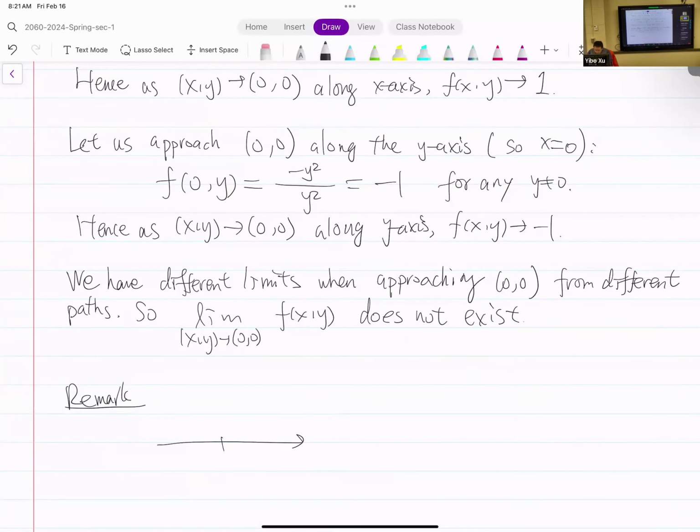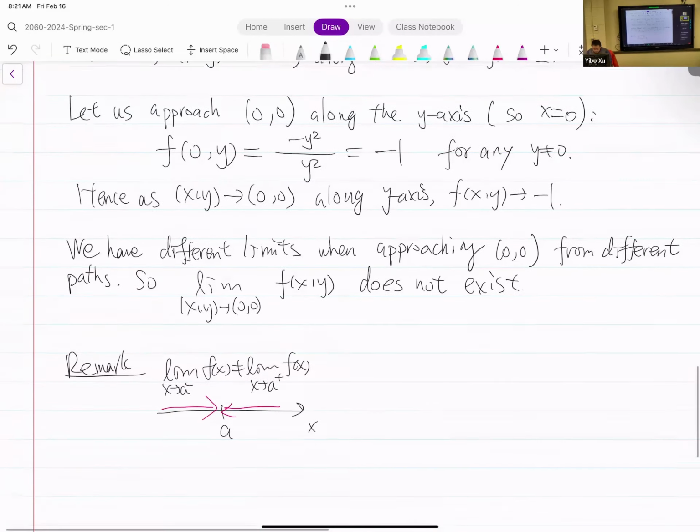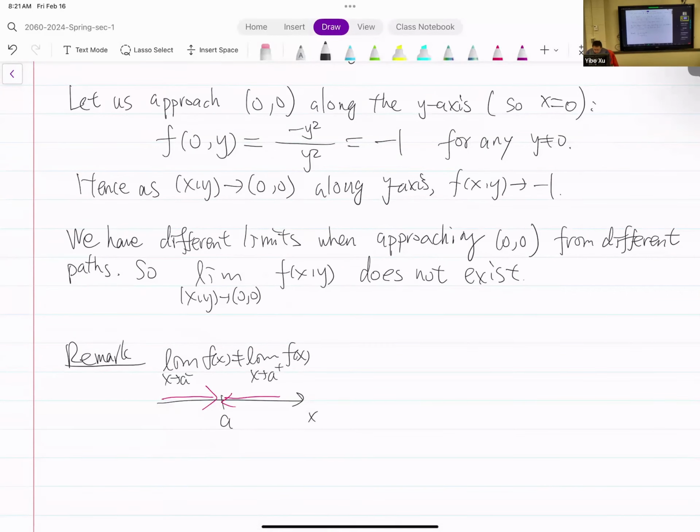So, like we mentioned, for a univariate case, if the limit on the left hand side does not agree with the limit on the right hand side, then the limit does not exist. Okay. But here, for the example that we have seen, we chose the direction along the x-axis, we chose the direction along the y-axis, then the limits do not agree. Well, the limit does not exist, right?